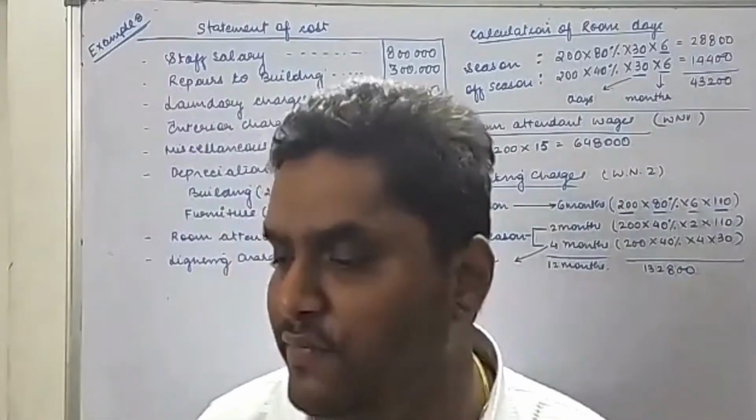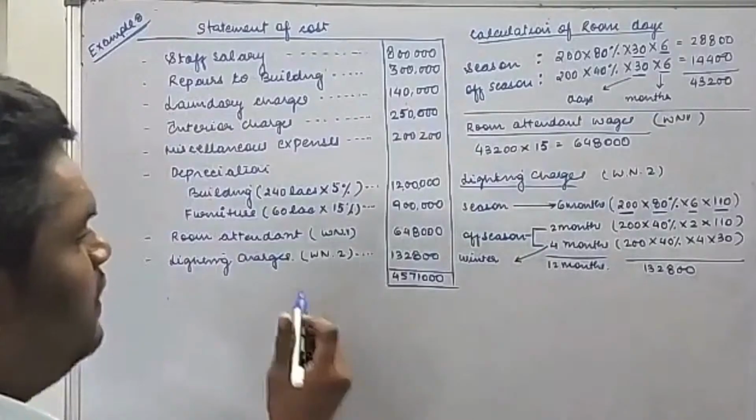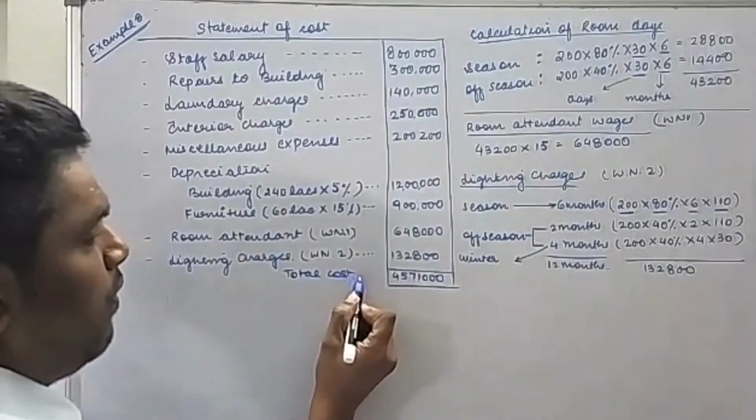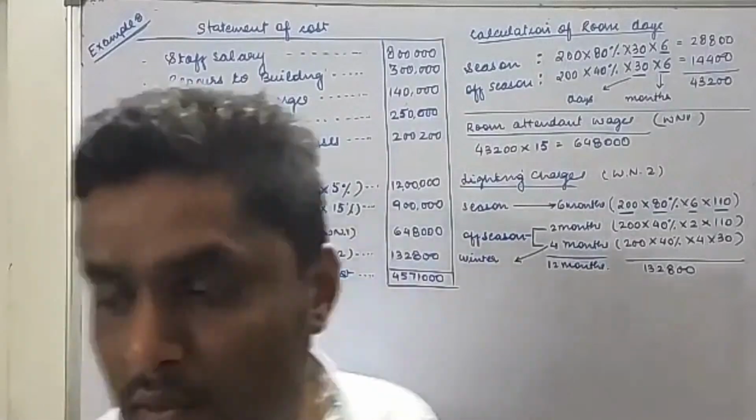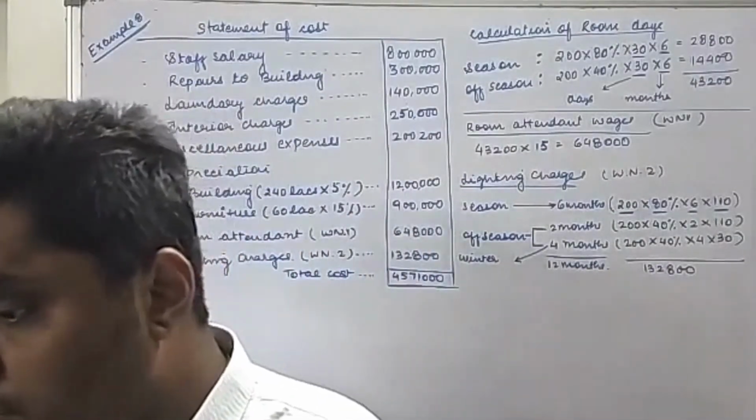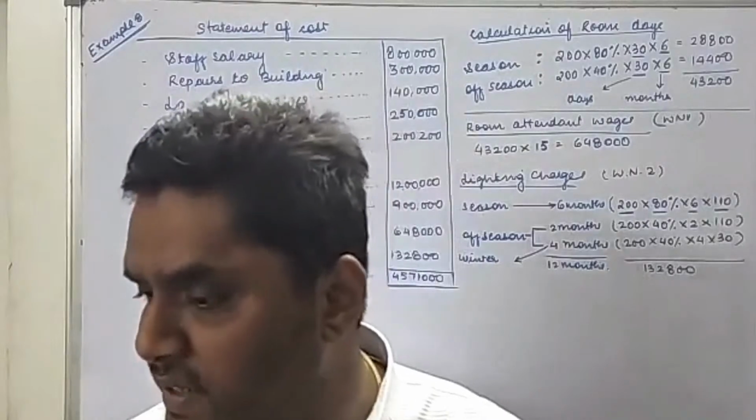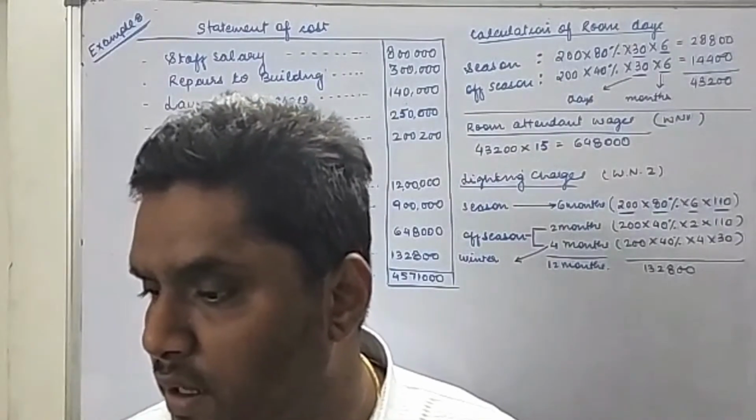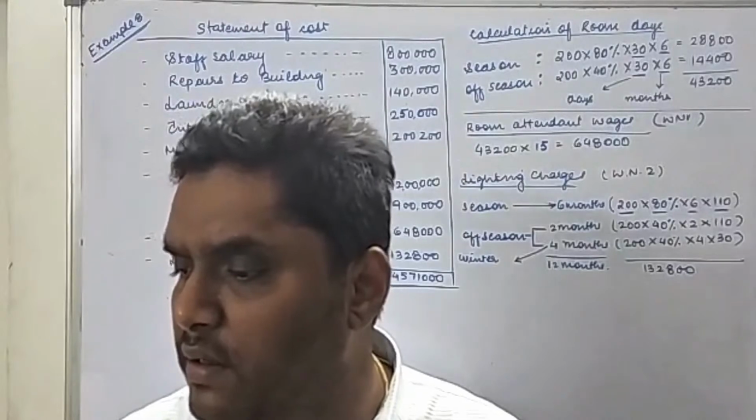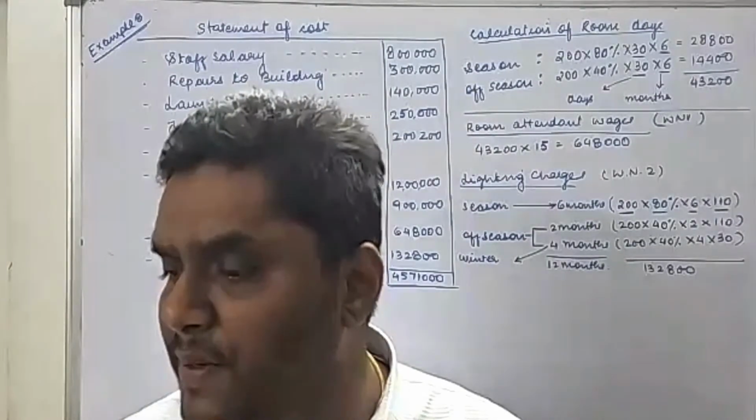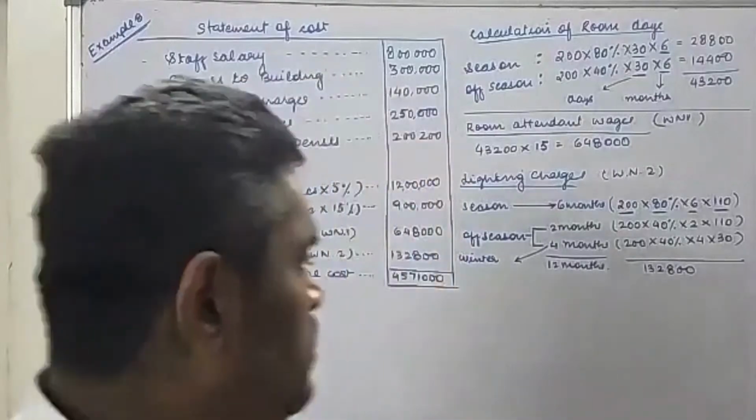Anyways, so we are done with the calculation of total cost. Now we'll calculate the revenue. See, it is given in the question in the second paragraph that the management profit margin is targeted at 20% of the room rent.